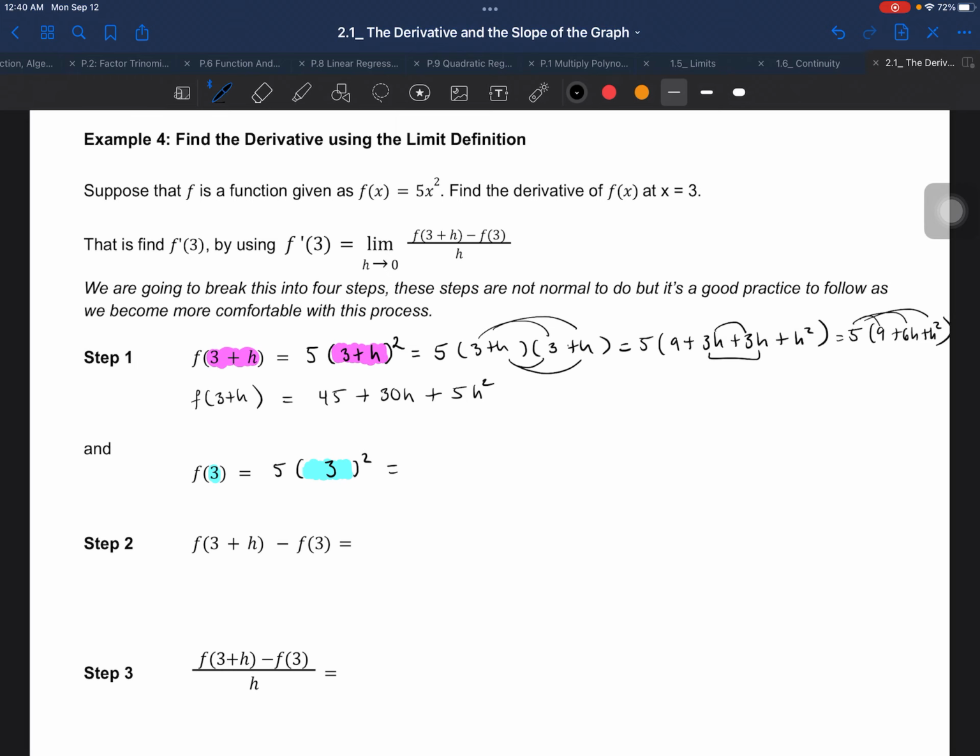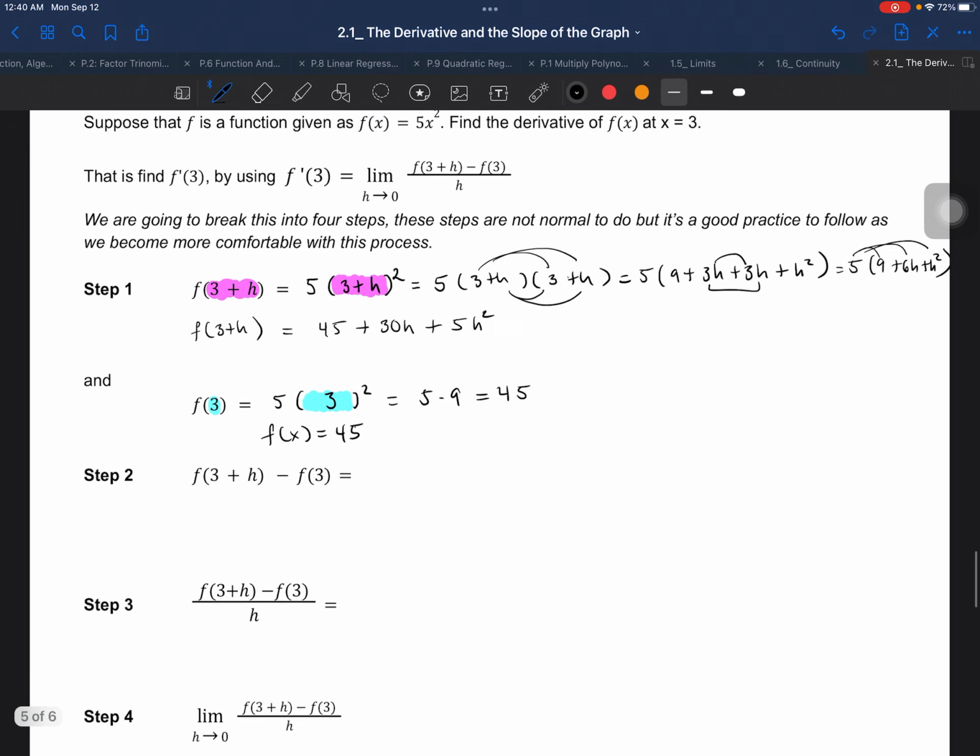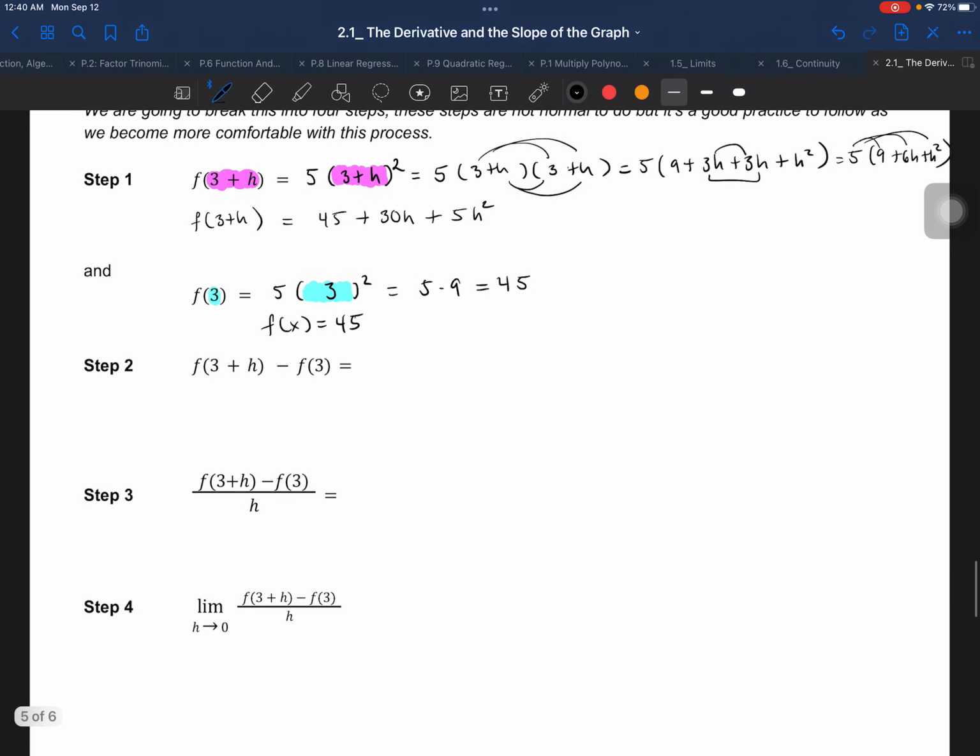Order of operations tells us to do the square first, so it'll be 5 times 9, which is 45. There you go. All right, so we found that f of 3 is 45.